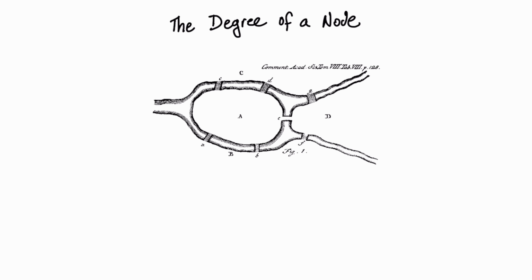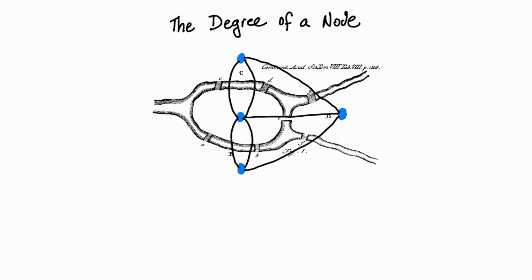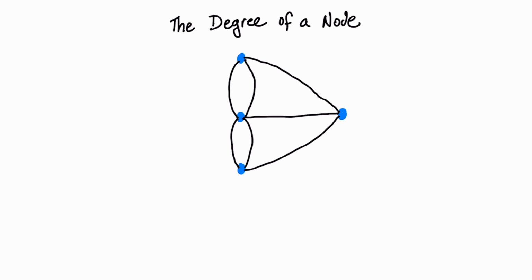We draw a node, or a dot, for each landmass, and an edge between two nodes if there's a bridge that connects the corresponding landmasses. If I remove Euler's diagram, I'm left with the picture of a graph. Now this picture represents the exact same configuration of landmasses and bridges, just in a more abstract way. Each node is a landmass, and each edge is a bridge.